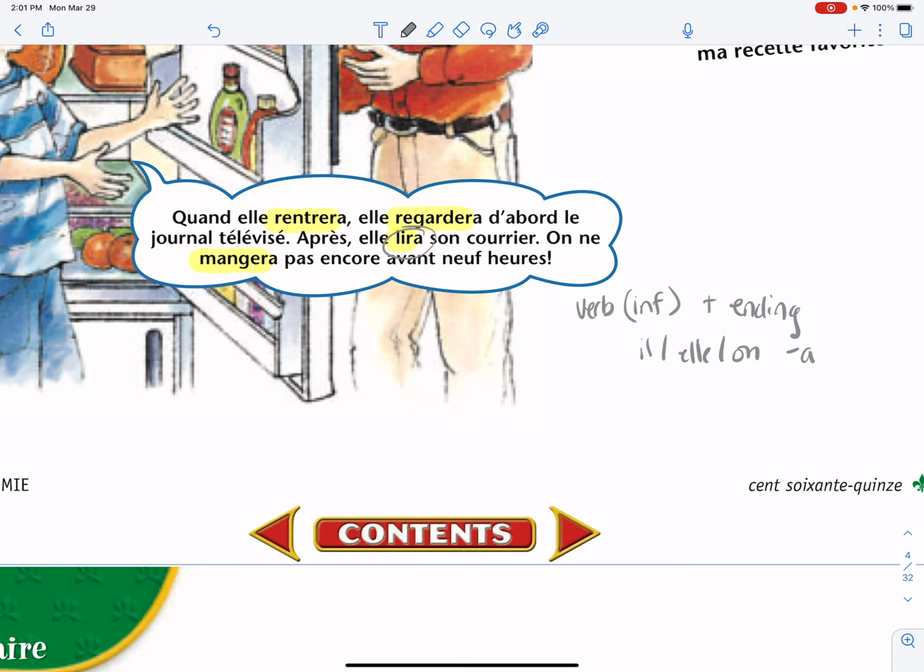So what this boy is saying here, he's talking about his mom and saying when she returns, or when she will return. We say it in the present tense in English, but French will say it in the future. When she will return, she will first watch the news, the TV news. Then she will read her mail. We will not eat again before 9 o'clock, or again, we won't eat before 9 o'clock. So along with your vocabulary, there is a quick introduction for you to the future tense.